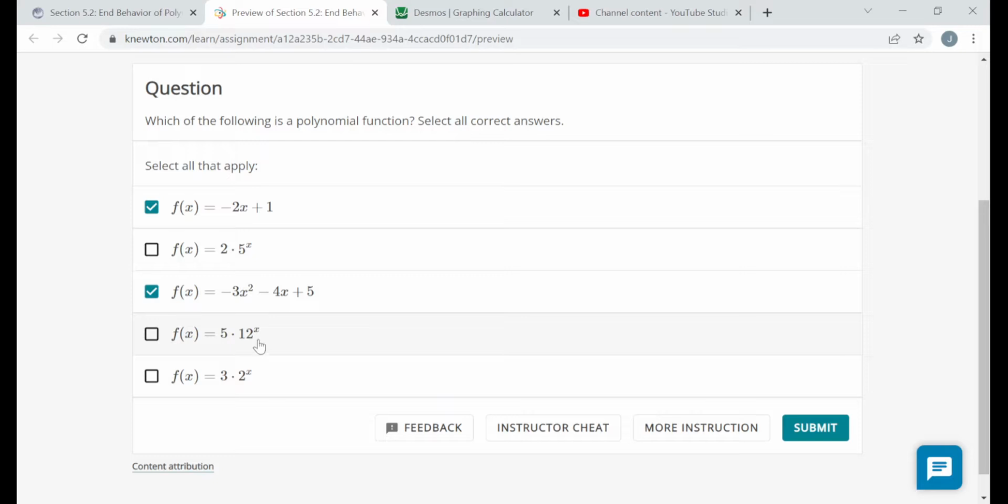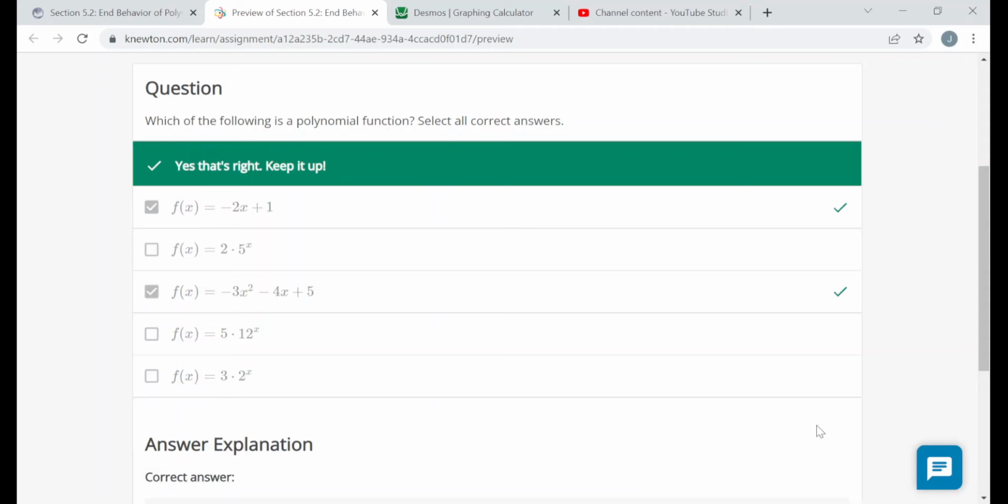And then these last two have the same problem as the second one here, where it's not x to the 12th. If it were 5 times x to the 12th, that would be a polynomial. But it's 12 to the x. That's totally different. The numerical base and variable power. So this is another one of those exponential functions. Same thing here. If this was 3 times x to the second power, then you would have a polynomial. But it's not that. It's 3 times 2 to the x power. So another exponential function. So the only two I've selected are the two polynomials.